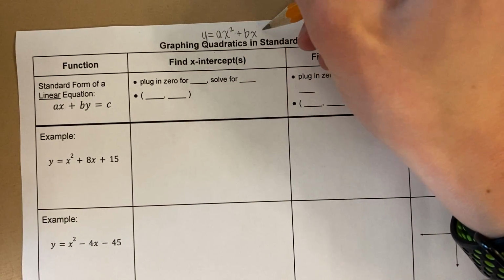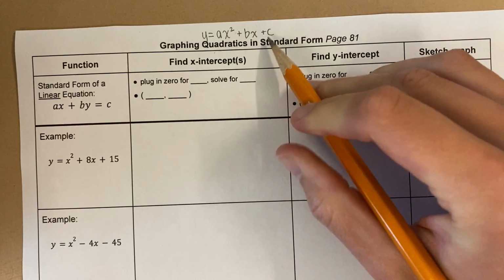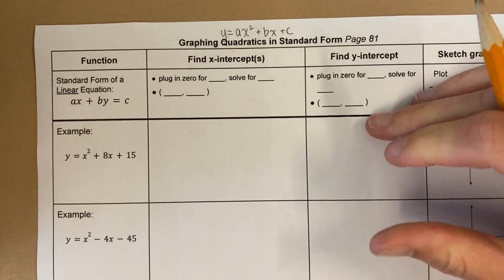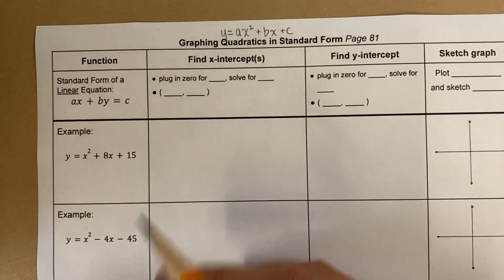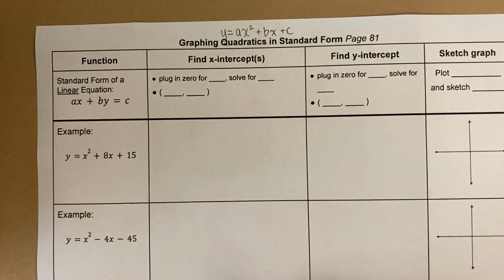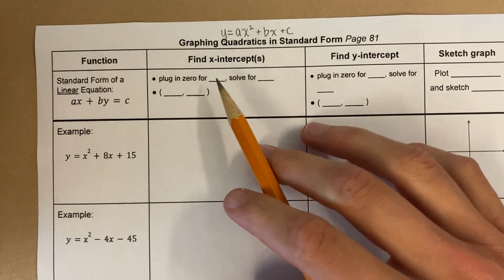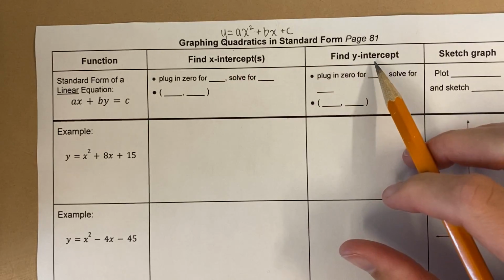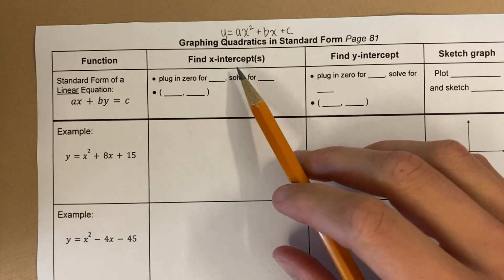plus a number times x, plus a number. And sometimes these numbers are negative, and sometimes they're big, and sometimes they're small. Okay, but this is what they're going to look like. Now, we're going to graph these the same way that we graphed lines yesterday, which is we're going to find the x-intercepts and the y-intercept. Now, there's going to be two x-intercepts.